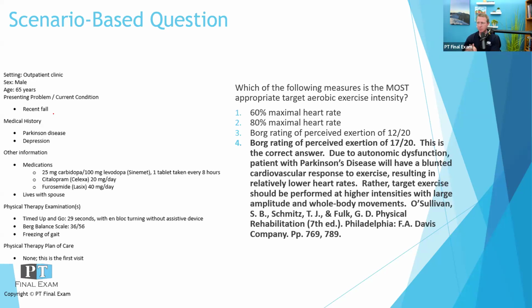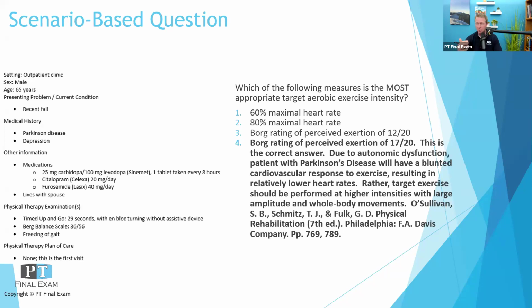So first question says, which of the following measures is the most appropriate target aerobic exercise intensity? Well, if I were to tell you that heart rate is a poor measure in folks with Parkinson's disease, that's because of the depressive effects in the substantia nigra, where they get bradykinesia. They're not able to move very well. They have a decrease in amplitude of everything. So the autonomic dysfunction leads to a decrease in heart rate.